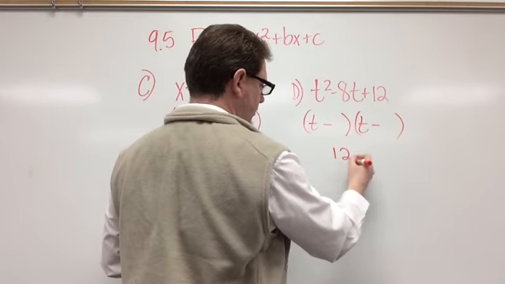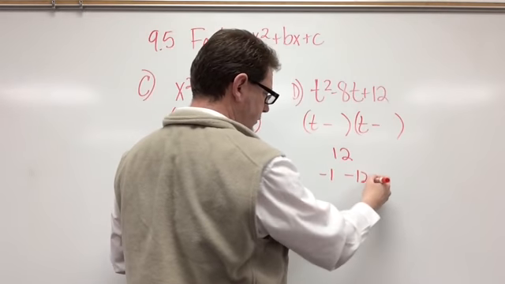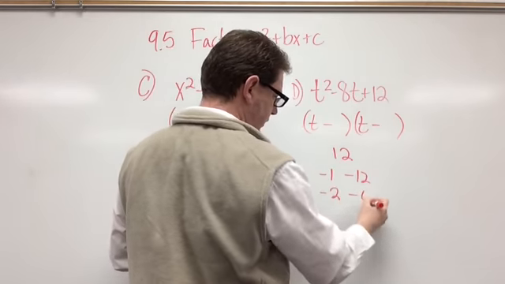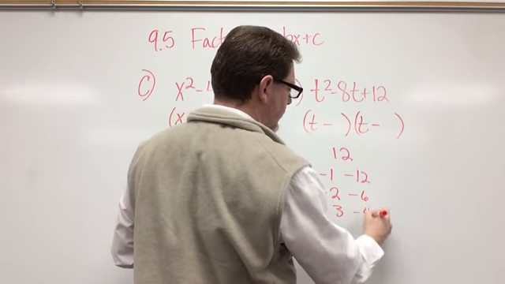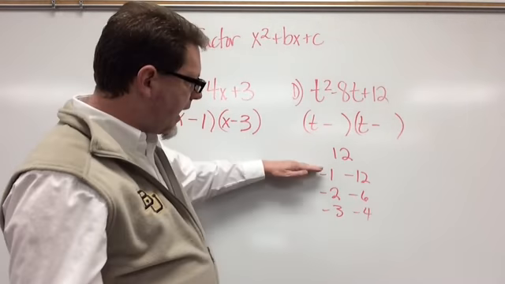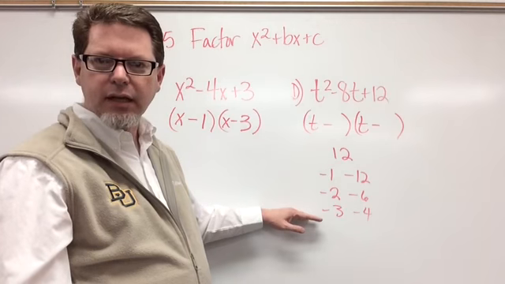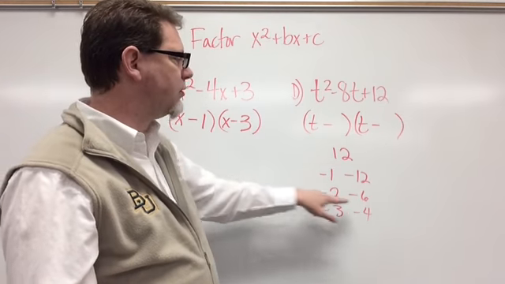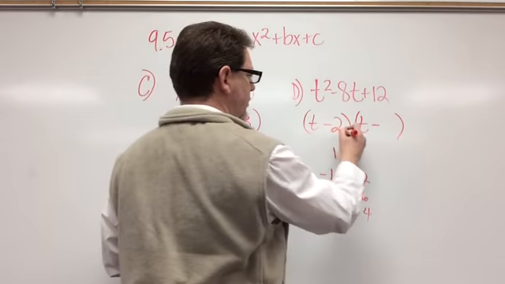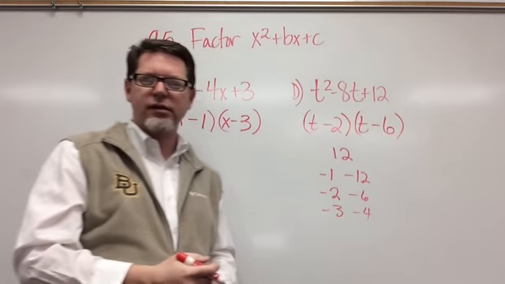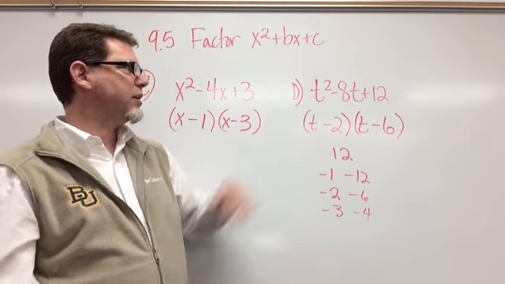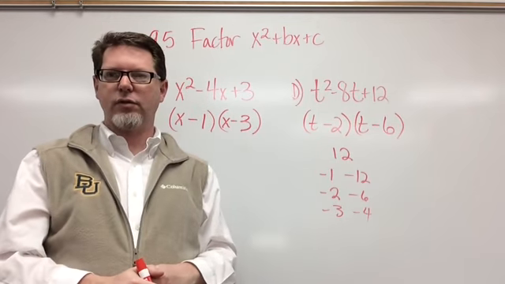So my factors of 12 would be negative 1 and negative 12, negative 2 and negative 6, negative 3 and negative 4. Well, when I add those pairs, which one adds up to negative 8? That would be negative 2 and negative 6. So t minus 2 times t minus 6 would be the factored form of t squared minus 8t plus 12.